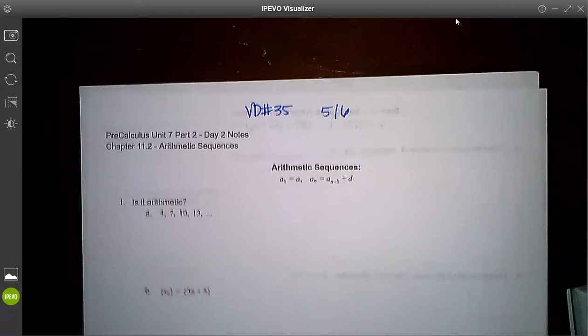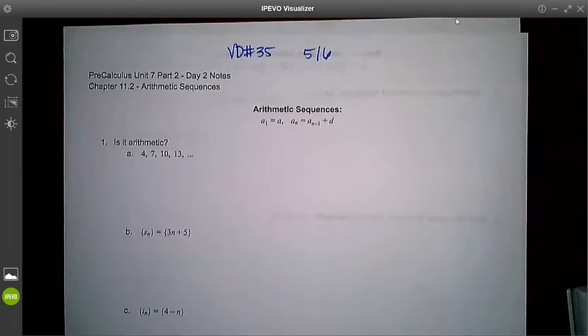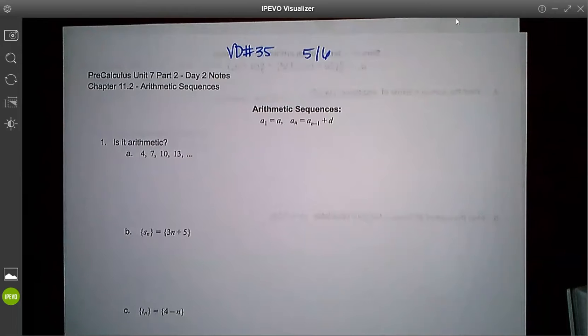Okay, virtual day 35, May 6th. We're going to look at the two different types of sequences, arithmetic and geometric. It's two separate sections, but they're both relatively short, so just bear with me.